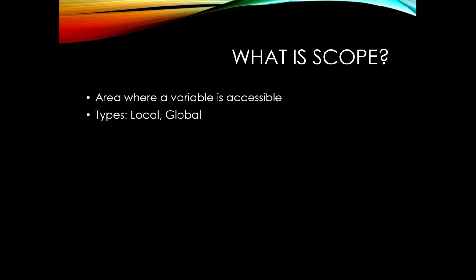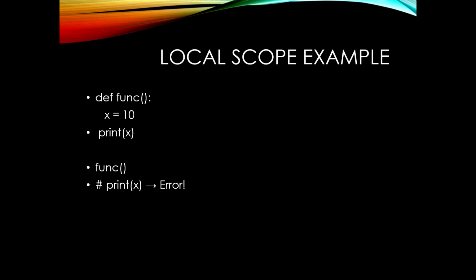Variable scope. Scope defines where variables can be accessed. There are two major types, local and global scope. Local variables exist only inside a function, whereas global variables are defined outside any function and accessible from anywhere.